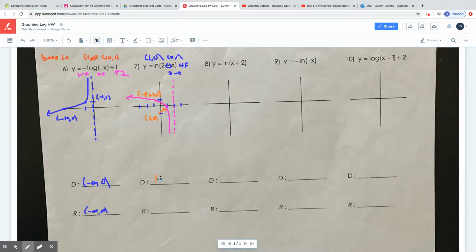So the domain is going to be negative infinity. It's on the left-hand side to whatever the vertical asymptote, which is 2. Range is always negative infinity to infinity. All right.